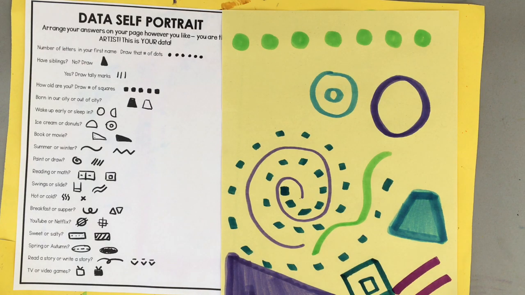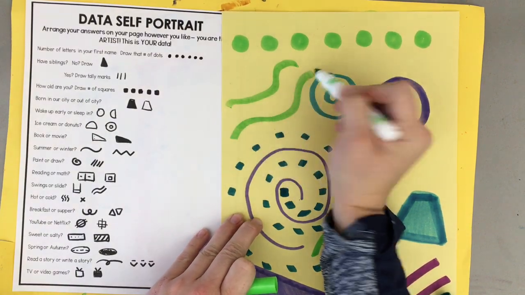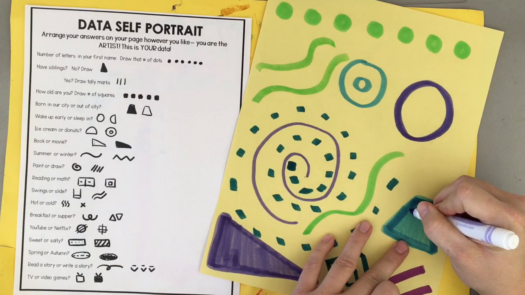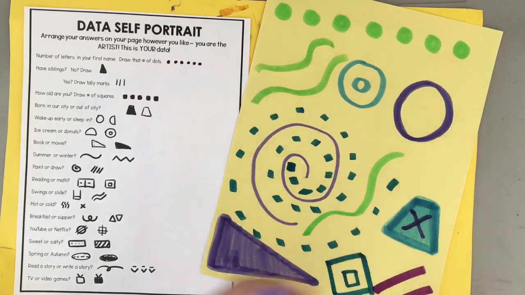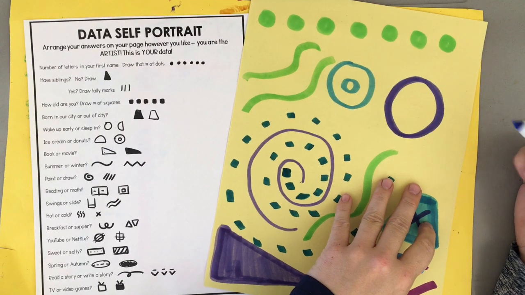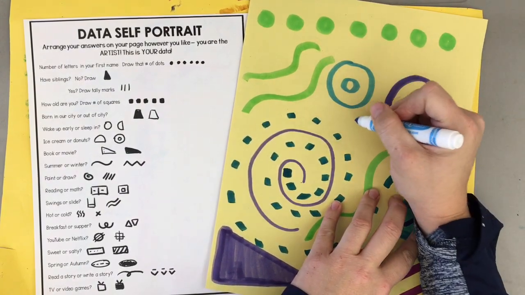Swings or the slide? I'd say definitely slide. Hot or cold? I'd rather be cold. And I'm gonna layer it. I'm gonna put it on top of this, because why not? And breakfast or supper? Supper. And that's 2 triangles. Where can I fit them?